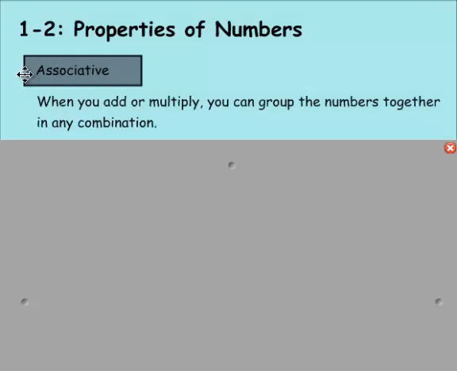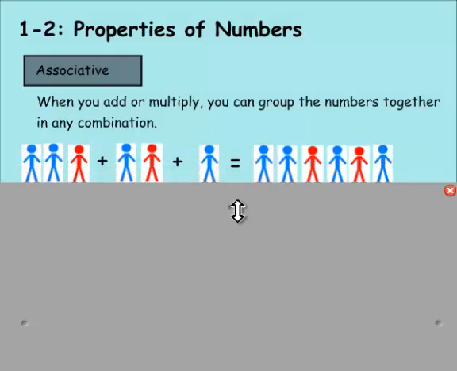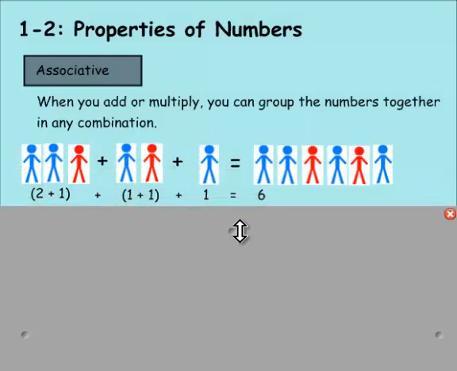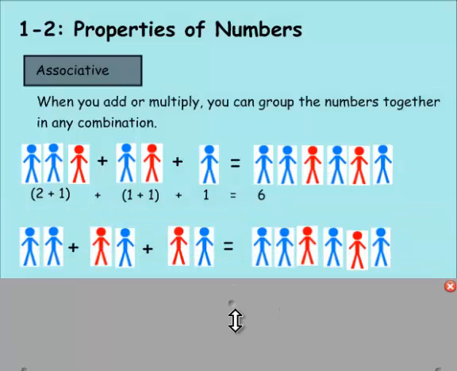Associative property, you can see that first part of that word, you see associate right there. And it's all about associating numbers with different ones. And same idea when you're adding or multiplying, you can group the numbers together in any combination. So I'm going to use these people as an example, associating. Here we have 2 blue plus 1 red that are associating together, plus 1 blue and 1 red associating together, plus 1 blue. That still gives you 6 people. 4 total blue people, 2 red people, 6 altogether.